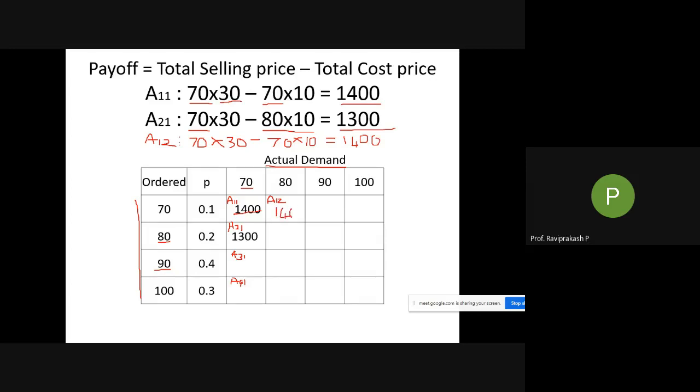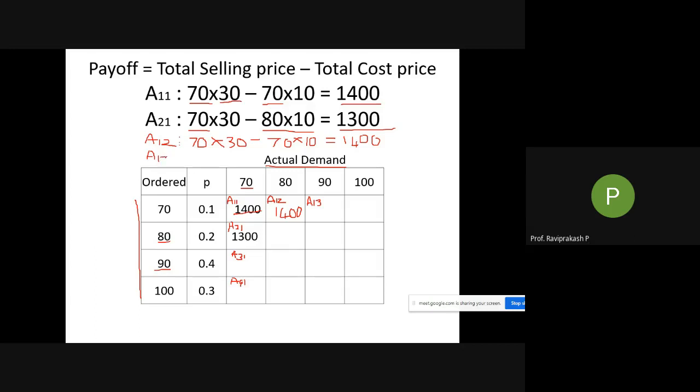So can you tell me for A13? This is A13. What is the value for A13? 1300. Why? It will not be same here. The horizontal and the vertical will not be same. Calculate. 1200. How? Can you tell me the breakup? I'll write here A13.